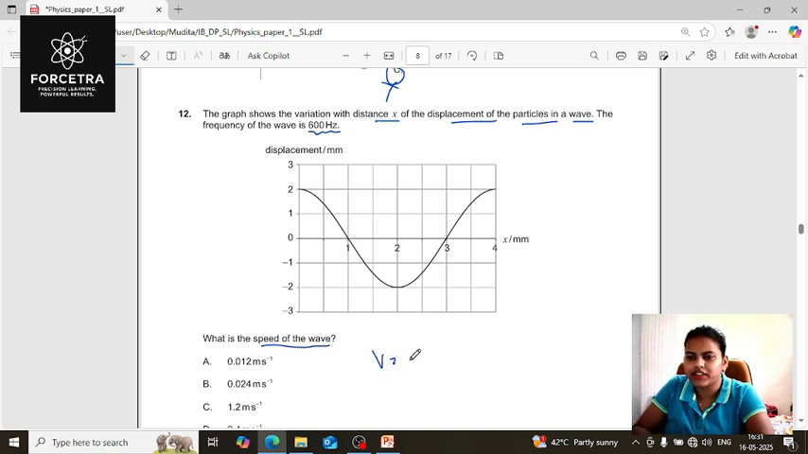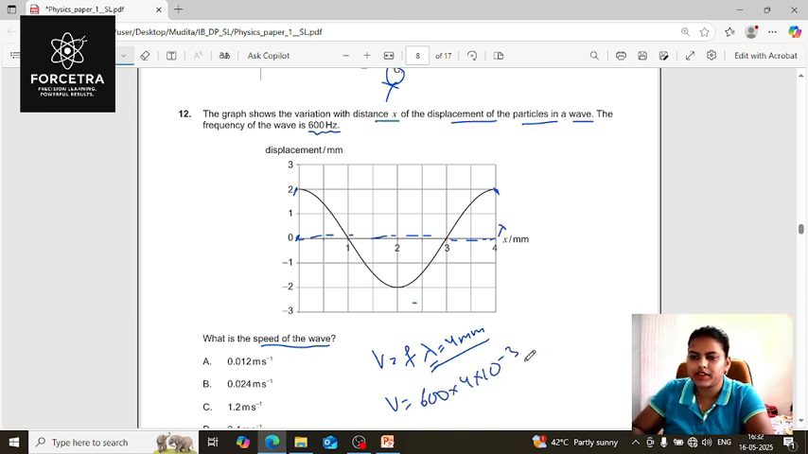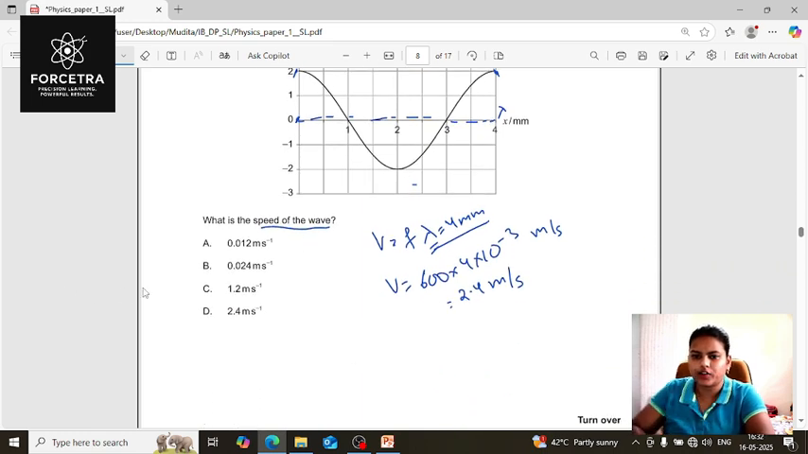The speed of the wave is equal to the frequency times the wavelength. So what is wavelength? Wavelength is defined as the length covered by one wave. So this is your wavelength, because it is one complete wave starting from this point and ending at this point. The length covered by this wave is lambda. So lambda is equal to 4 millimeter. So velocity is equal to frequency, which is 600, times 4 into 10 to the power minus 3 meter per second. So when you solve it, it would be 2.4 meter per second. D is the correct option.